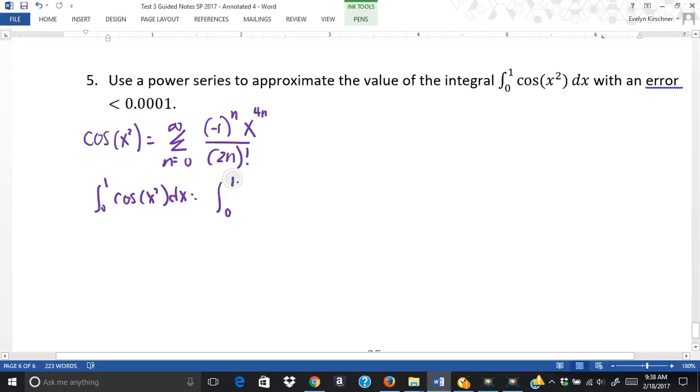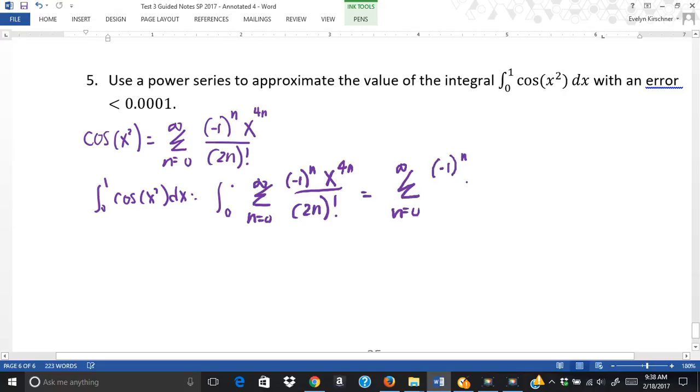So my integral from 0 to 1 of cosine of x squared dx is the integral from 0 to 1 of the sum from n equals 0 to infinity of (-1)^n x^(4n) over (2n)!. If I integrate that, I get the sum from n equals 0 to infinity of (-1)^n over (2n)!. And remember, I'm going to add 1, so this is x to the 4n plus 1 over 4n plus 1. And I'm going to evaluate that from 0 to 1.